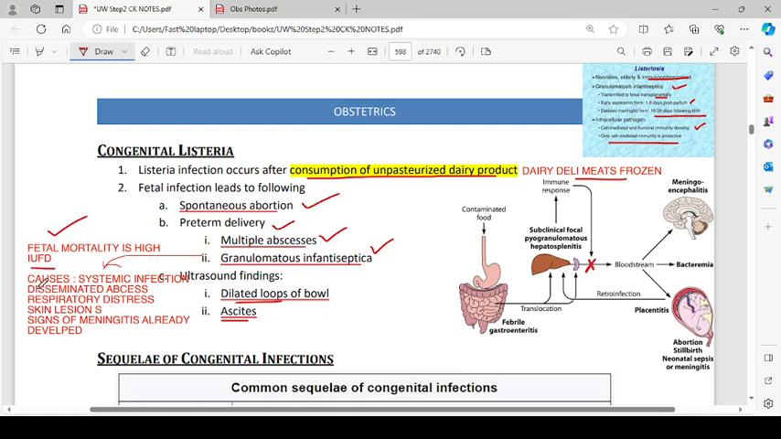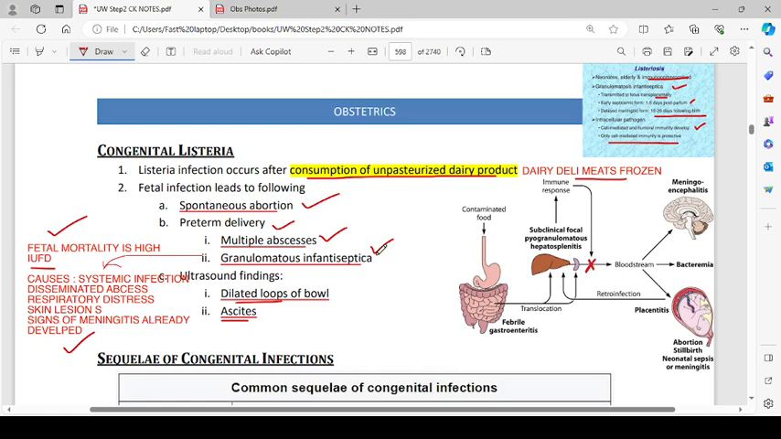Features of granulomatosis infantiseptica are systemic infection, disseminated abscesses, respiratory distress, and skin lesions. Signs of meningitis may have already developed. So these are the features of granulomatosis infantiseptica.